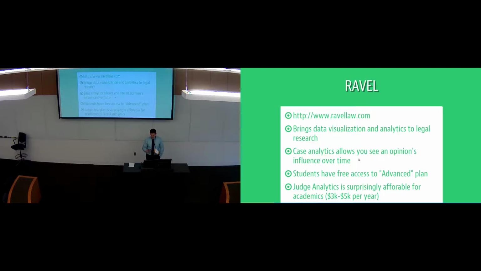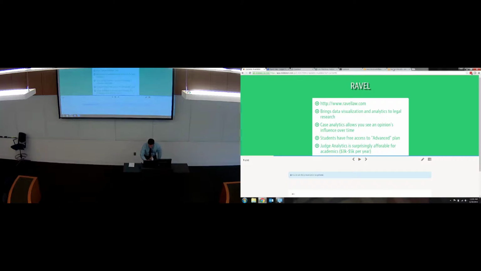Now, if you haven't had a chance to play with this, this is a really cool new tool that Ravel offers. I did want to point out that it's surprisingly affordable for academics. So we just got it at Northwestern, and from everything I've gathered, it's anywhere from $3,000 to $5,000 per year. So not that that's nothing by any means, but I think for what it can do, I personally was shocked that it wasn't way more expensive. So let me go on and just show you a little bit about Ravel.